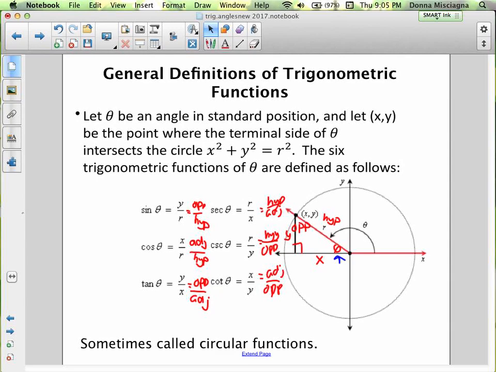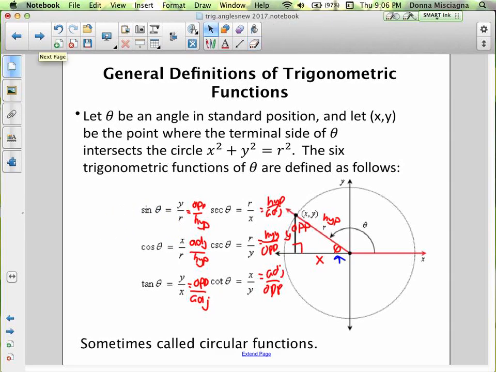Secant theta is going to be r over x, hypotenuse over adjacent. Cosecant theta is r over y, or hypotenuse over opposite. And cotangent theta is x over y, or adjacent over opposite. And the reciprocals aren't exactly next to one another because it's sine and cosecant that are reciprocals, and cosine and secant are reciprocals, but that's okay. I'm just going to move that out of the way.